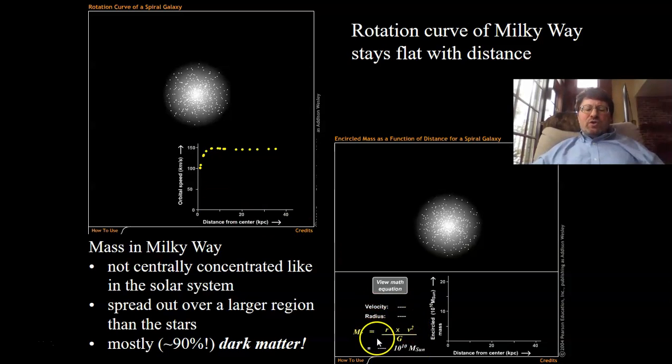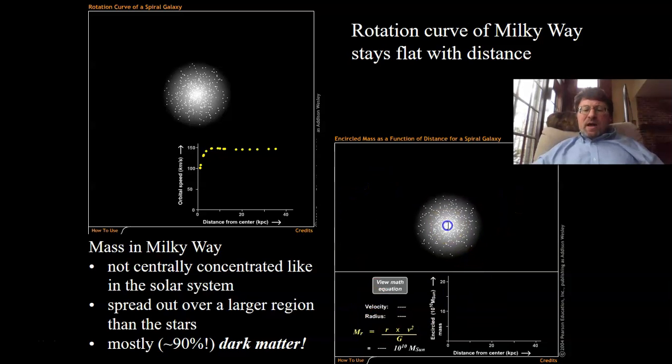So here's an equation which, if you measure the radius of the orbit and the speed at which something is orbiting, you can plug it in on the right-hand side and calculate the enclosed mass. And we'll let this interactive figure do the work for us.